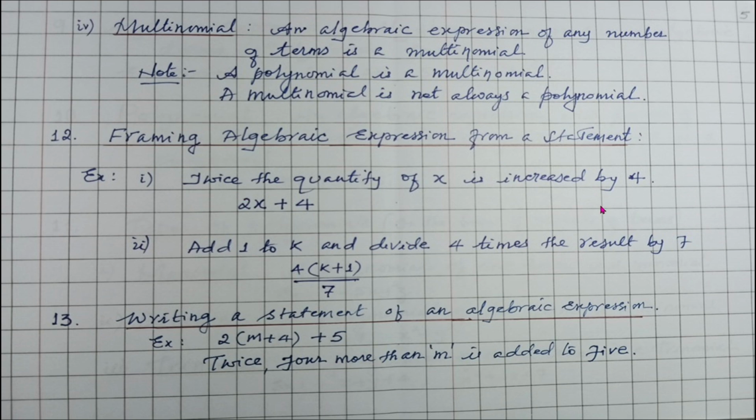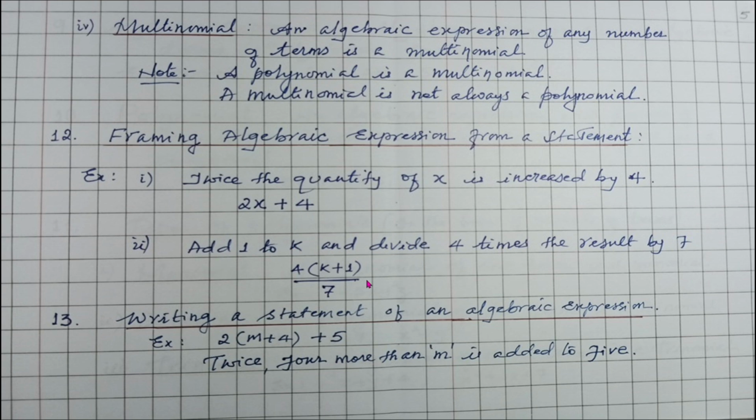Here we are given a statement, and we have to frame the algebraic expression. Twice the quantity of x is 2x. Increased means added by 4. So twice the quantity of x increased by 4, therefore the algebraic expression of this statement is 2x + 4. So read the statement correctly, understand it, and then frame the algebraic expression.